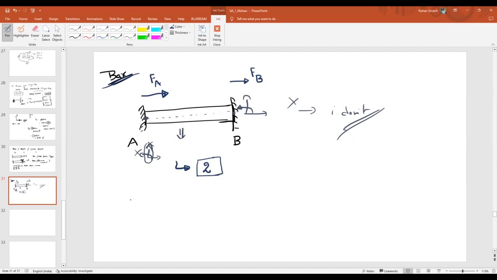Now tell me, what are the equilibrium equations that this problem has to satisfy? Or what are the equilibrium equations that we have to consider for this bar problem? Summation of H equal to 0.